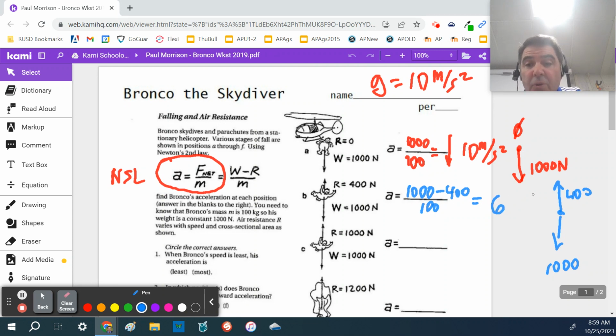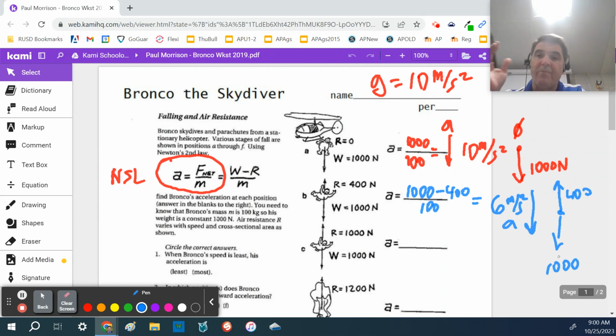And so we're still accelerating down with 6 meters per second squared. We're just not accelerating quite as much as before. So our acceleration here is also still down at 6 meters per second squared. So we're accelerating, but we're just not accelerating as much as before because we're building up some air resistance due to our shape of falling through the air.